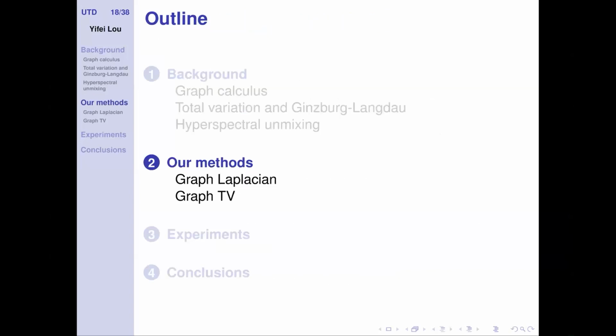Okay, so that is all about the background. I think I spent more time on the background rather than our method. But I think the main contribution of our work is putting all those things together to make a very efficient approach to do unmixing. Our other contribution is to look at two regularizations on the graph. One is the graph Laplacian, the other is the graph total variation.